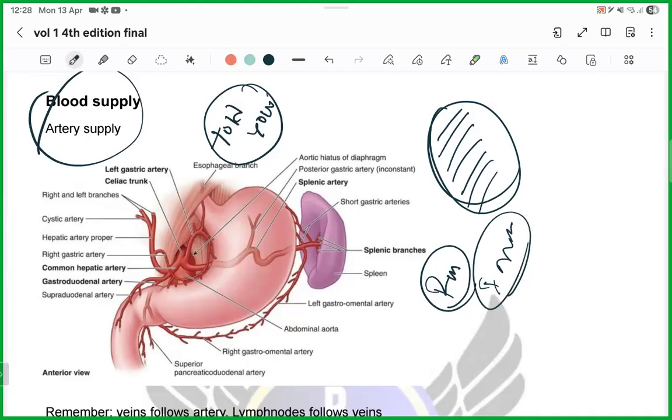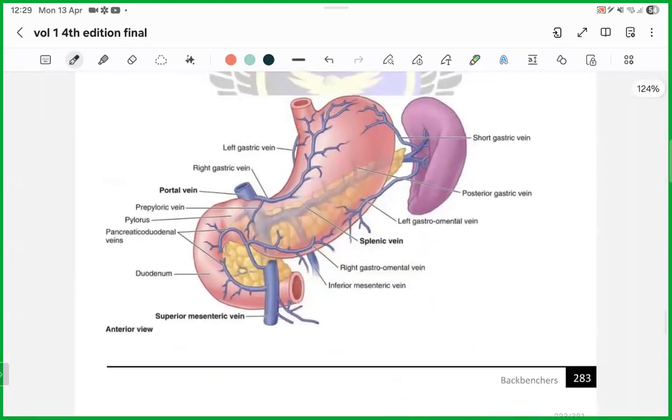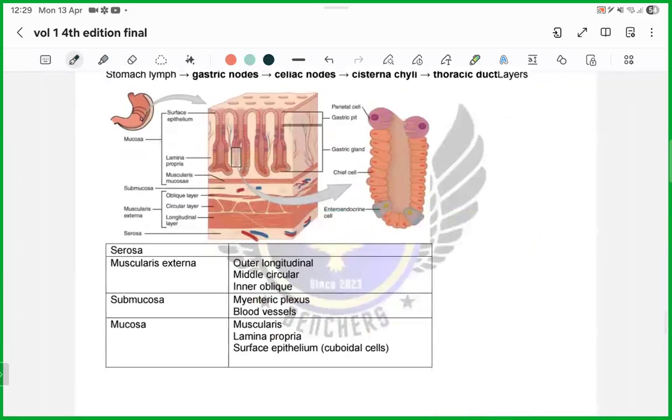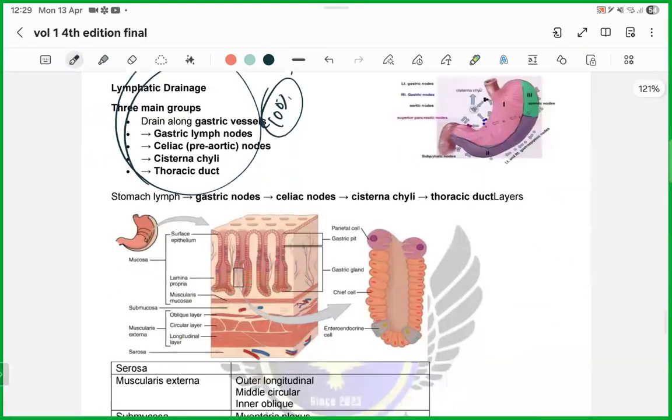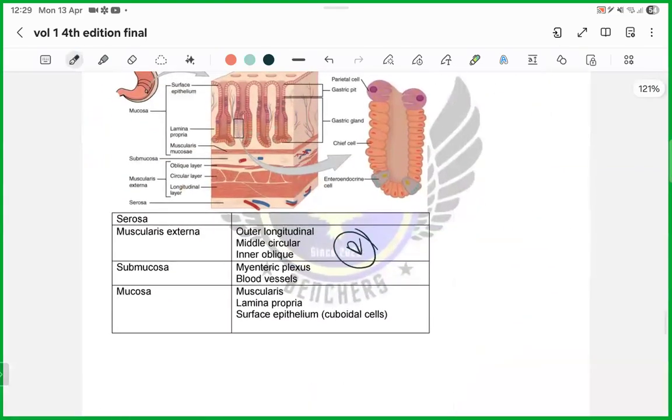You must do that. Venous drainage, give a reading, not so important, but lymphatic drainage is important, 100% important. Give a reading, not important, they don't ask anything.